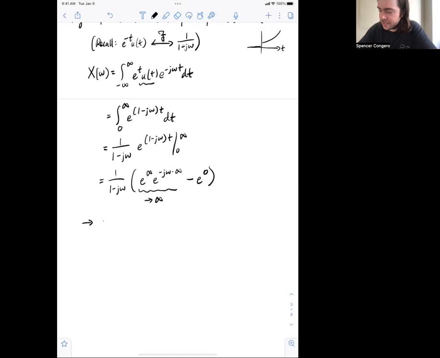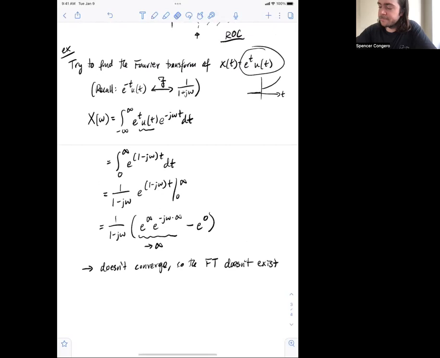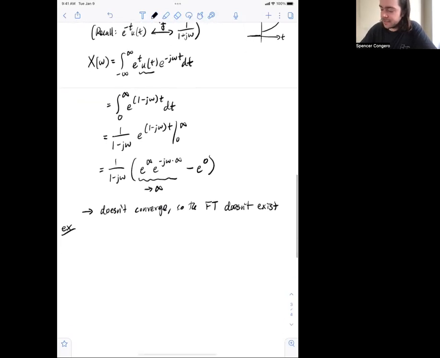And so this Fourier transform actually doesn't converge. Right, that term just blows up. And this one's just 1, so the whole thing just blows up. So this doesn't converge. So the Fourier transform doesn't exist. Okay, so we can't take the Fourier transform of this function. This is just an example. Okay, but now Laplace is going to come to the rescue.